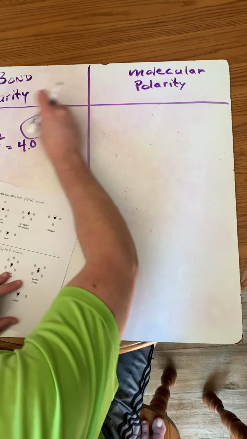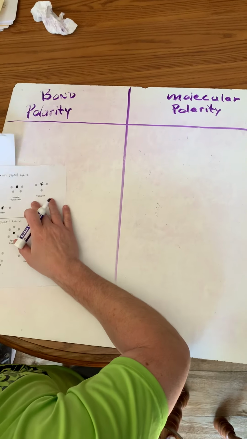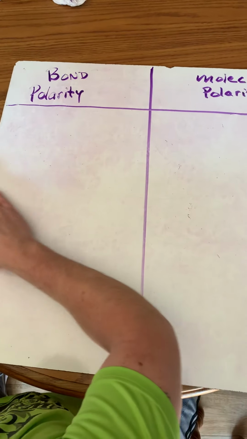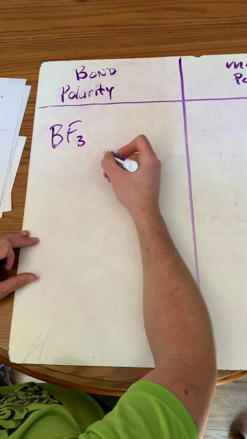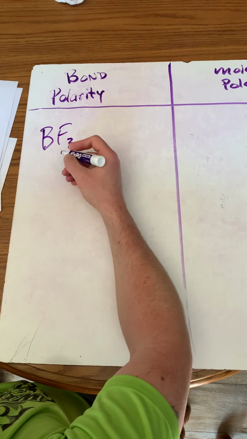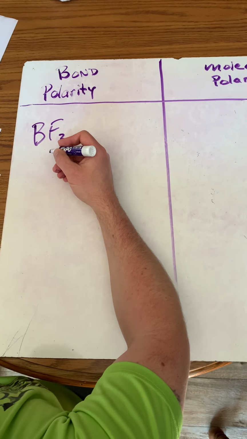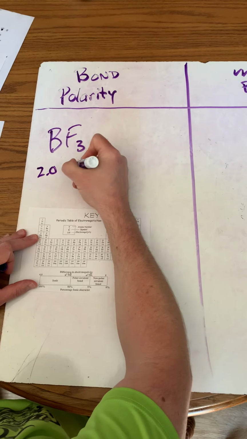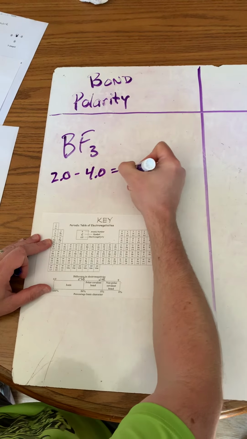Okay, one more. Let's do BF3. So this one, we're going to look at the, I keep losing my paper. Here it is. So B is 2.0, F is a 4.0, difference of 2. That puts you up here in the ionic. That's definitely polar.